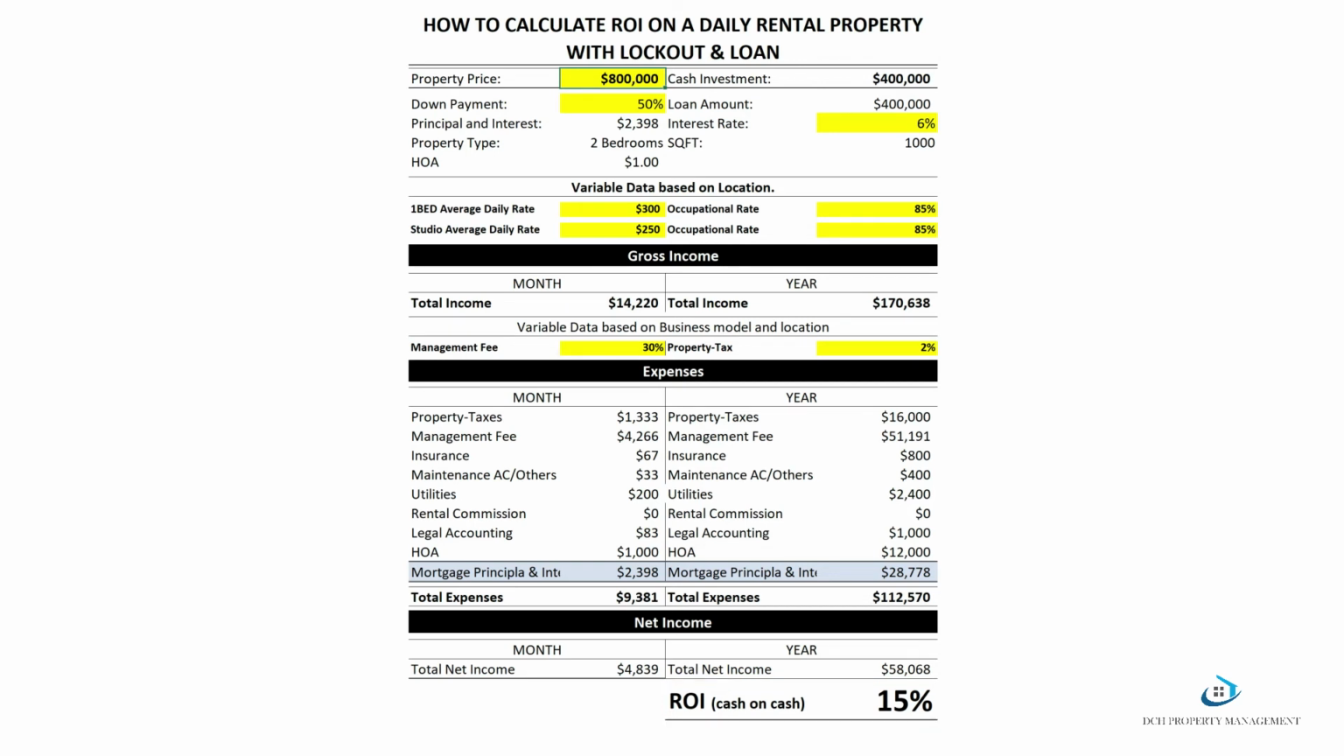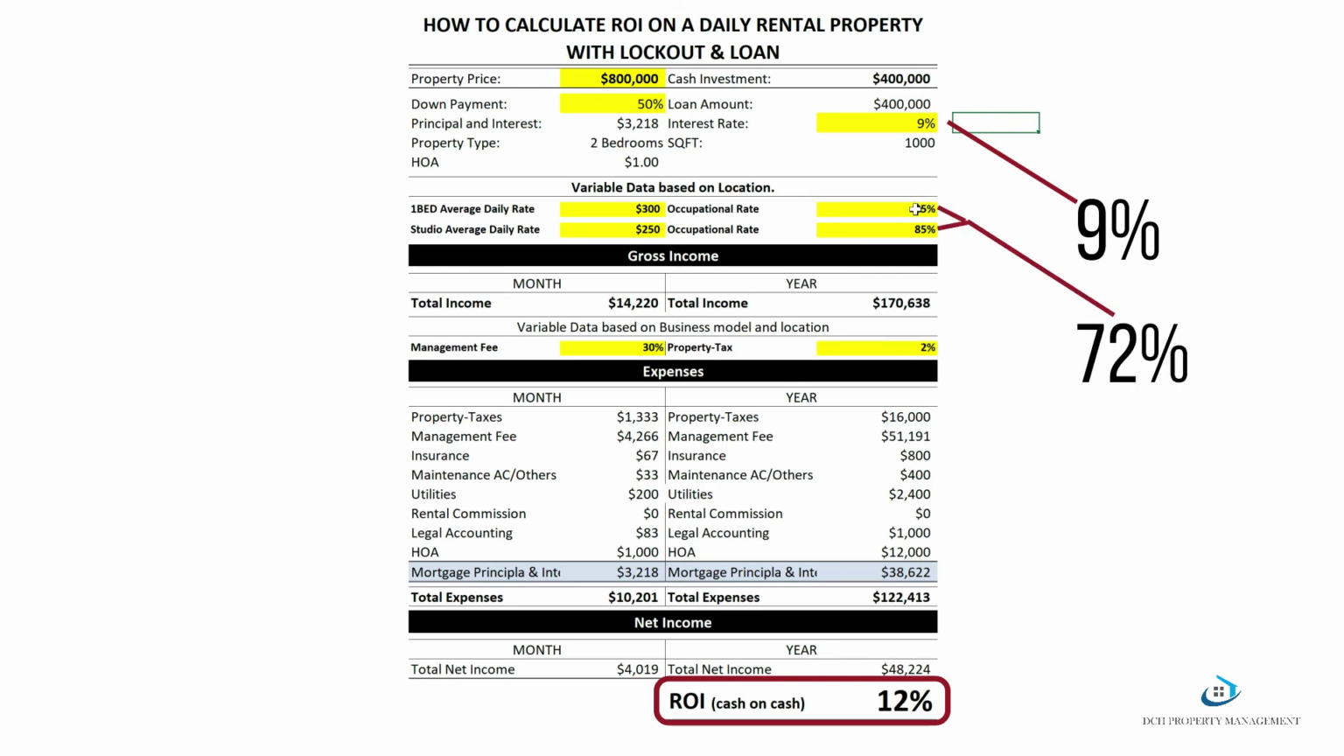Let's review the results with a 9% interest rate now, where the ROI goes down to 12%. Again, let's be a little more conservative looking at a 72% occupancy rate for both properties. You can always do exercises changing them individually. Then the ROI goes from 12% to 7%.